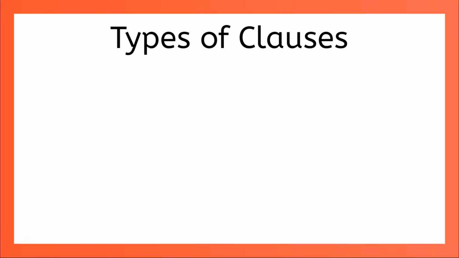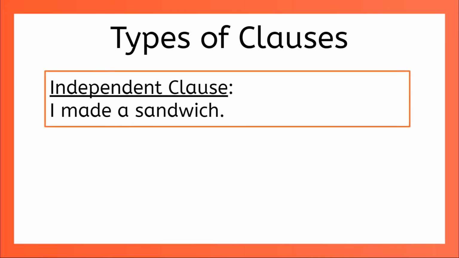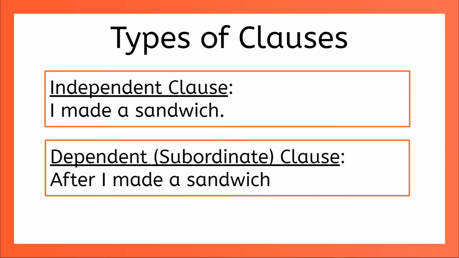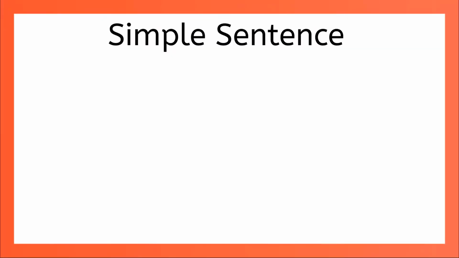An independent clause might be, I made a sandwich. Short and sweet, but it's a complete sentence. However, if you add the subordinating conjunction after to that clause, you have a dependent clause. After I made a sandwich. It still has a subject and verb, so it's still a clause, but it can't be a sentence by itself. It needs to be attached to an independent clause if it wants to be in a sentence. Okay, that brings us back to those different kinds of sentences.